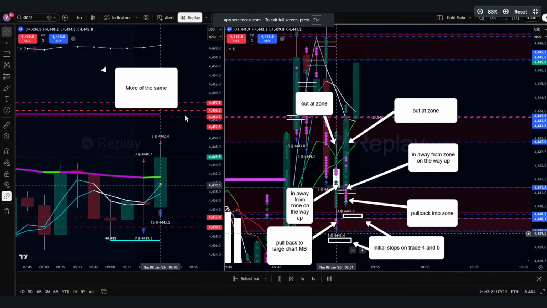And then Wayne says, "More of the same. I'm going to get in at trouble. I'm going to get out at trouble." But now those small triggers are turning down. He's losing momentum.